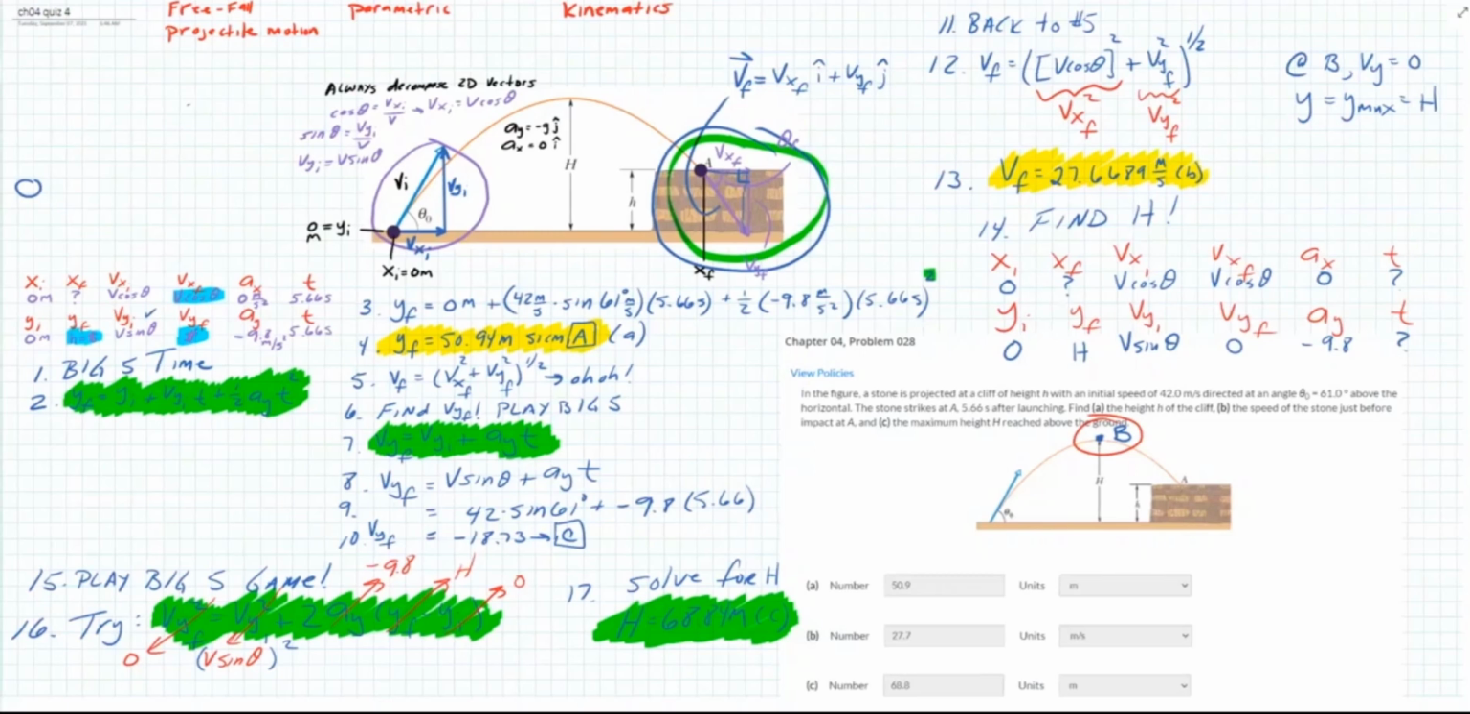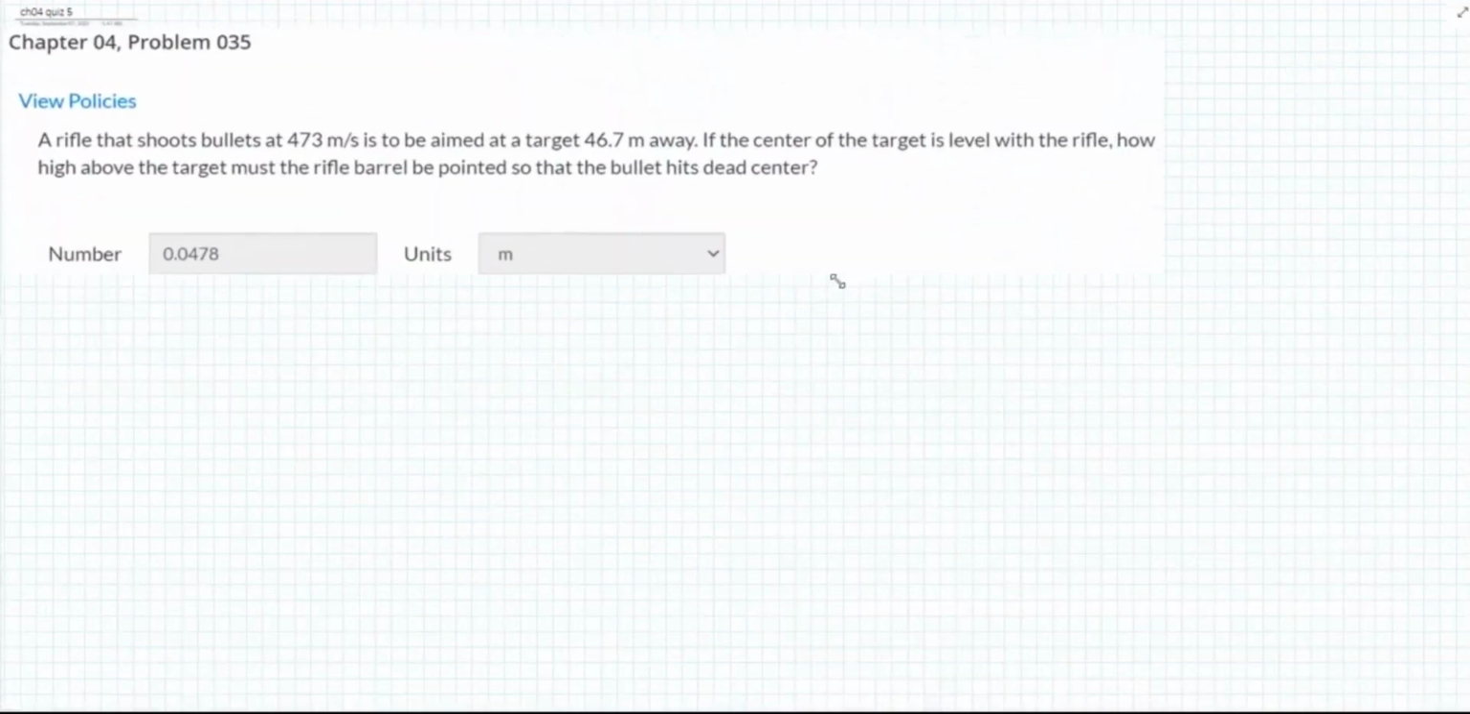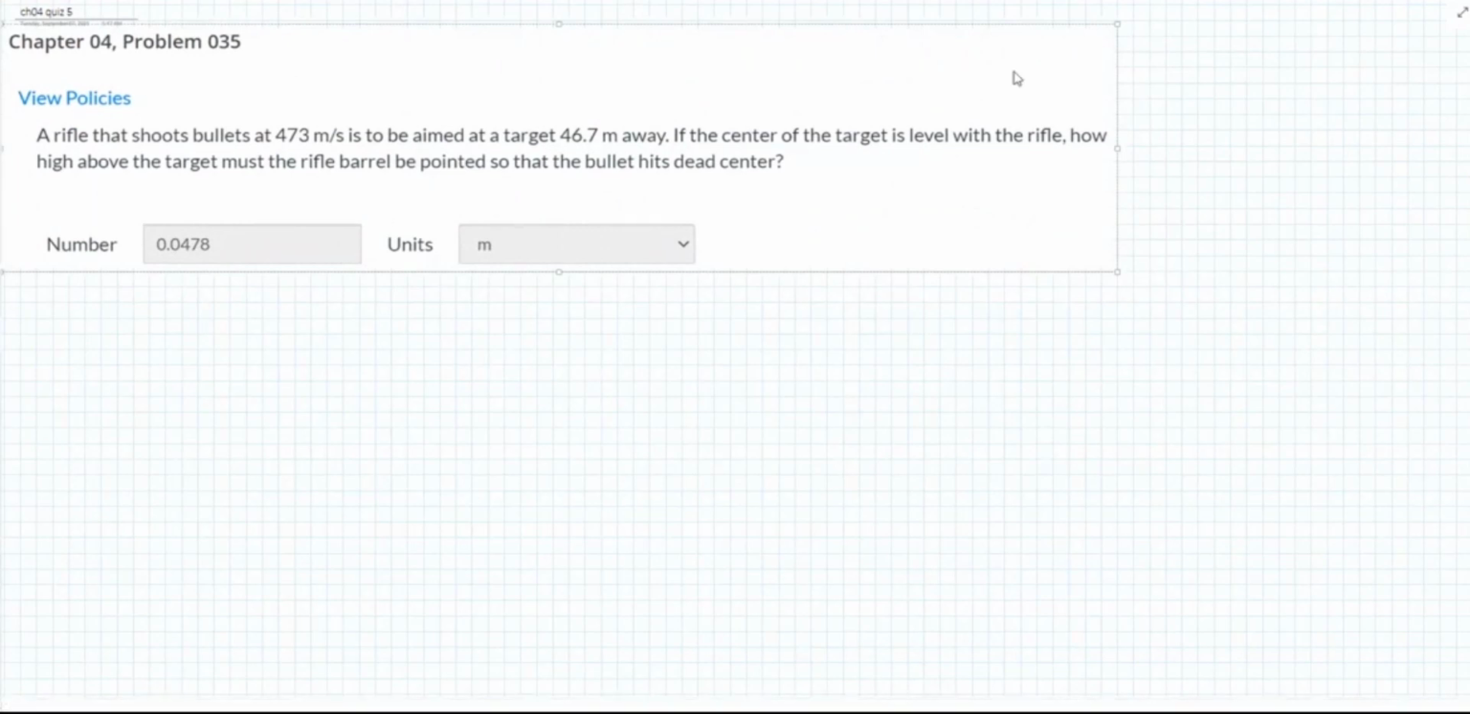Okay, so let me share. Chapter 4, quiz 5. Let me know if you're not seeing what's on my screen. A rifle shoots a bullet to be aimed at a target 46.7 meters away. If the center of the target is level with the rifle, how high above that target must the rifle barrel be pointed? So the bullet hits dead center.